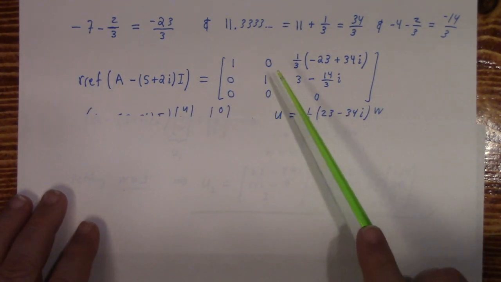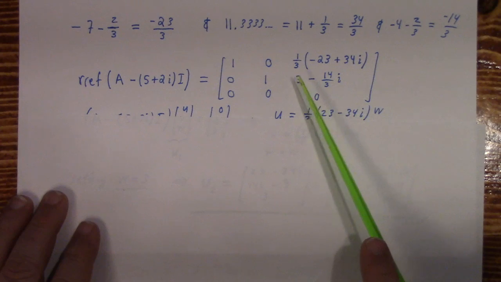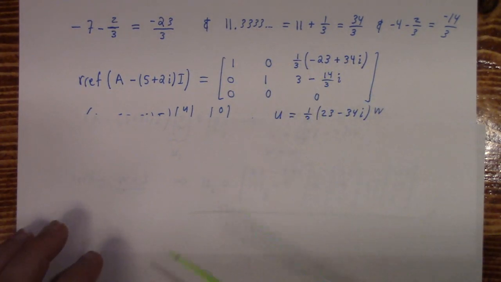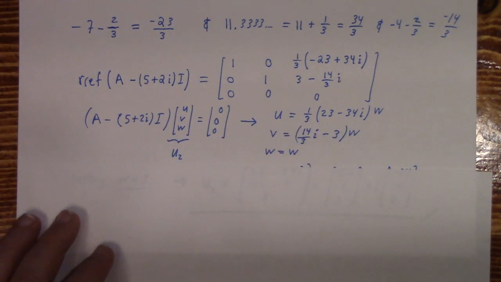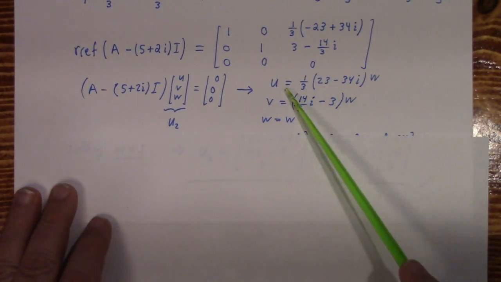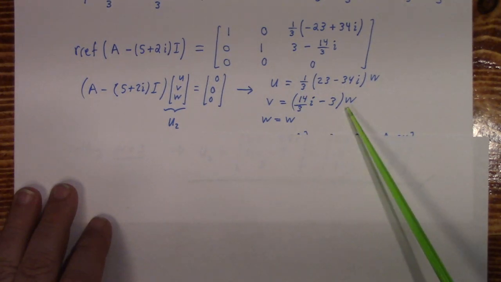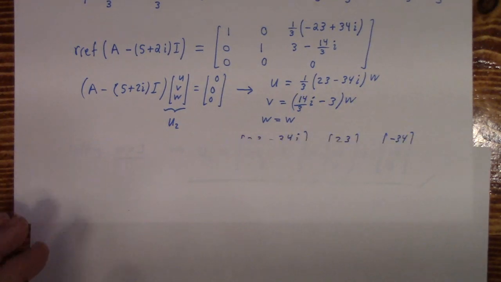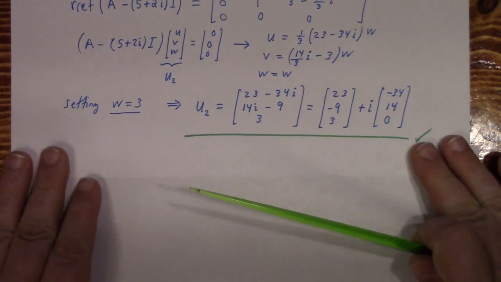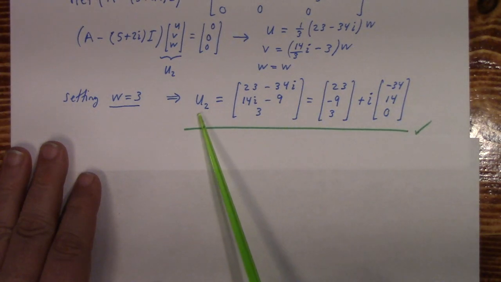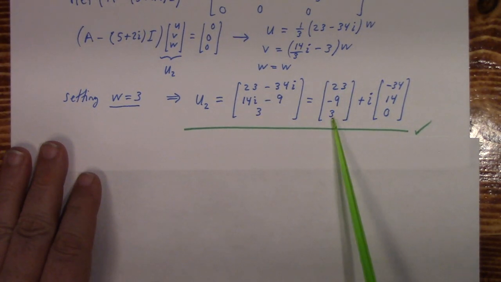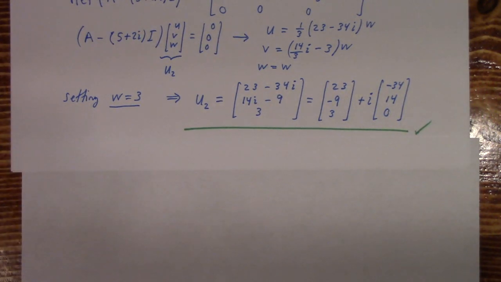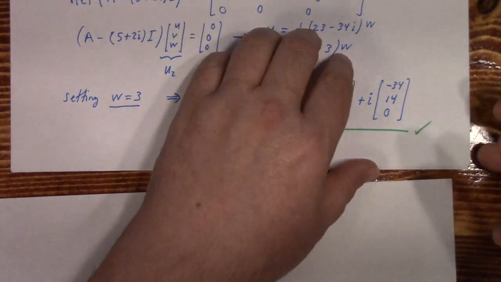So yeah, this is the honest to goodness exact row reduction of that complex matrix. And from that, I can read off the parametric solution like so. Since I've got a third, it's just nice to put w equal to 3 so we kill the fractions. So setting w equals 3, I have finally my complex eigenvector u2 is minus 23 minus 9, 3 plus i times minus 34, 14, 0. And hooray! So yay for technology, right?